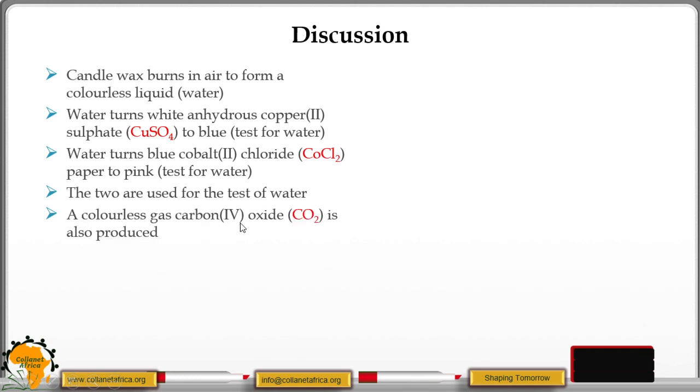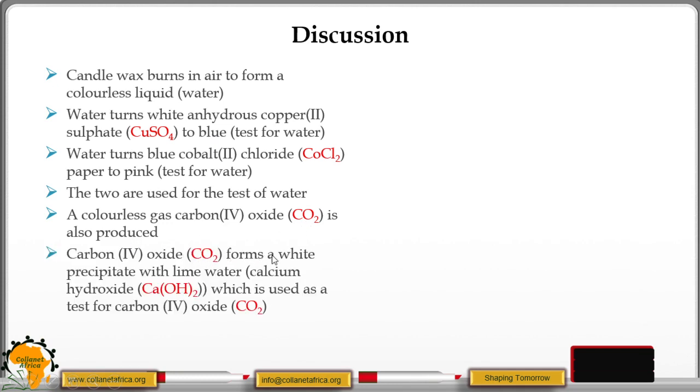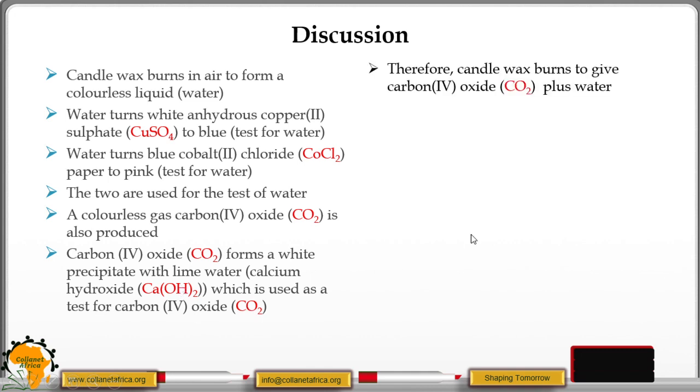The colorless gas carbon 4 oxide is also produced. This carbon 4 oxide forms a white precipitate with lime water, and that lime water is calcium hydroxide. Remember, we say that once you bubble carbon 4 oxide in calcium hydroxide solution, the calcium hydroxide solution is colorless, and you are going to obtain a white precipitate. It's the only gas that gives you a white precipitate with calcium hydroxide, and that acts as a test for carbon 4 oxide. Therefore, candle wax burns to give carbon 4 oxide plus water.